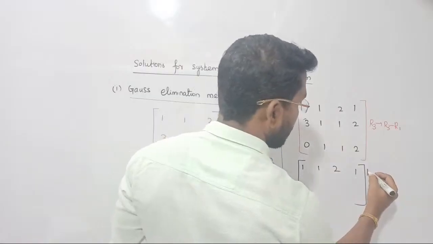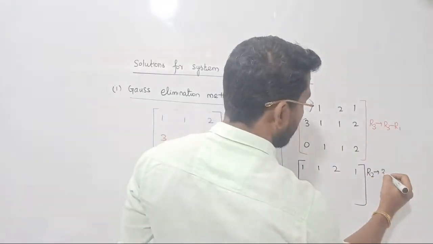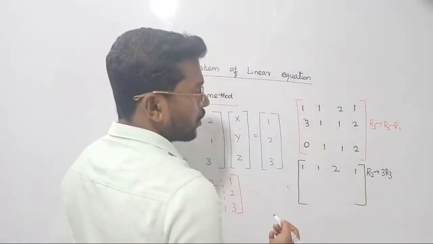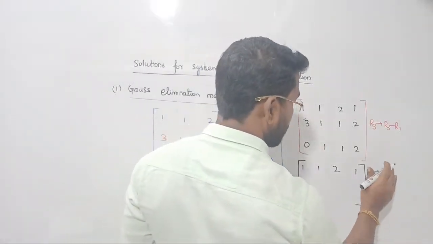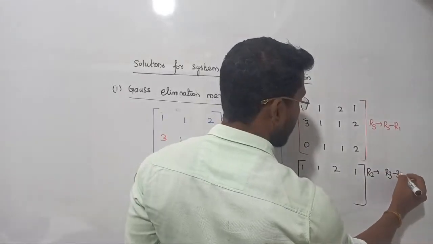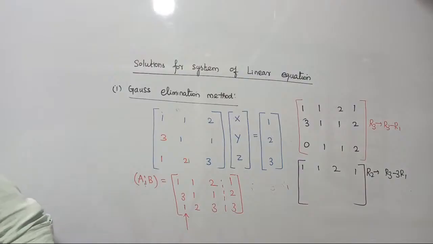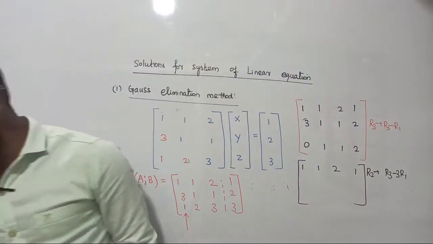Shall we do it like this? Let me select row 2, multiply row 2 by 3, and then multiply row 1 by 3. See, let me do one thing: R3 minus 3 times R1. This is the operation that I am going to perform. Is it visible to you all what I am doing? Yes, that is visible. Fine.